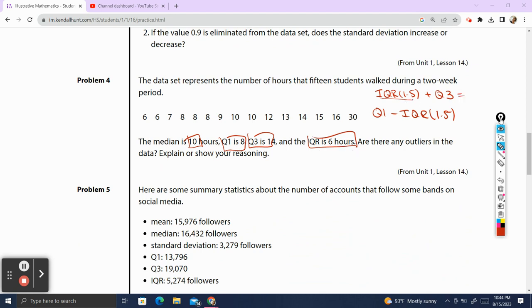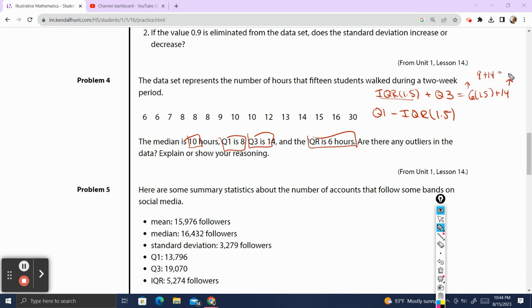So to check to see if we have a higher outlier, we're going to take our IQR, which is 6, times 1.5, plus Q3, which is 14. We have 6 times 1.5, which is 9, plus 14, which gives me 23 as a final answer. 30 is greater than 23, so this right here we know is an outlier. So we have one outlier.